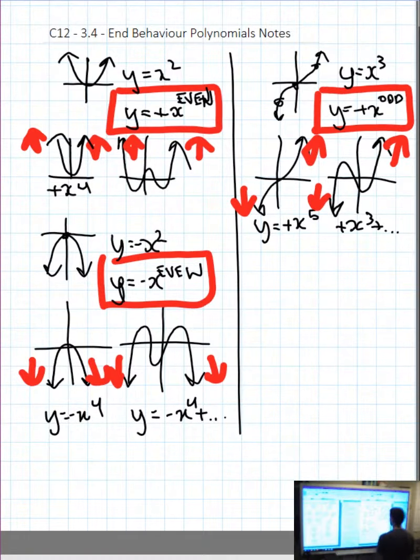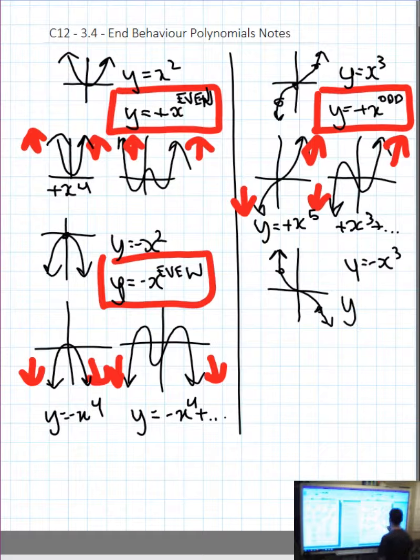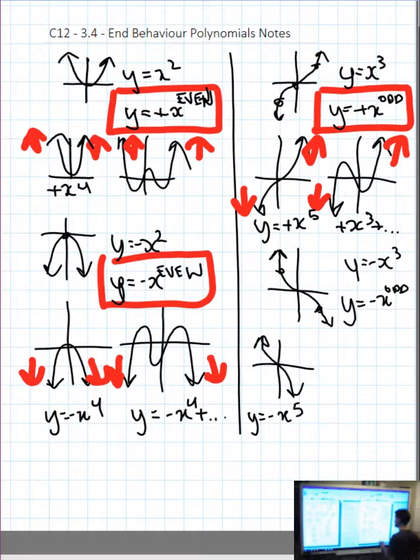Now, what if we vertically reflect that like we did before and do y equals negative x cubed? Well, that graph, feel free to use your graphing calculator or graph it with a table of values. And we now simply have a y equals negative x to the odd. So we know that if we have a graph like y equals negative x to the 5, it looks very similar to y equals negative x cubed from above, just a little bit steeper.